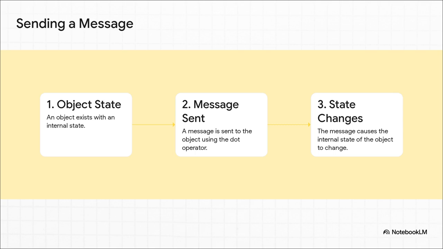First, our line A object exists, and it has its own internal state. Let's say it has 5 customers. Next, another part of the program sends it the add customer message. Finally, the object gets that message, does its thing, and its state changes. Now it has 6 customers. It's a simple cause and effect.